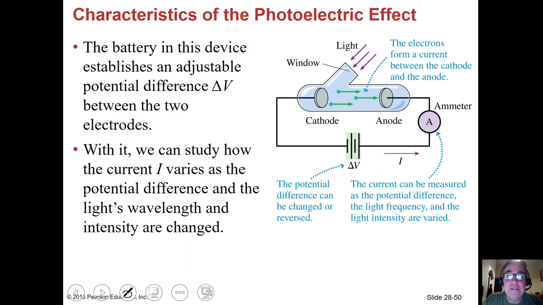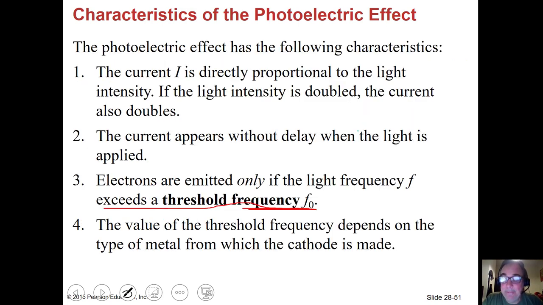Remember, it looks like this. Now, if you flip the battery around and electrons try to come across, if you set this up flipped around with enough voltage, you can stop all of them from coming across. They're liberated, but you're stopping them, basically.